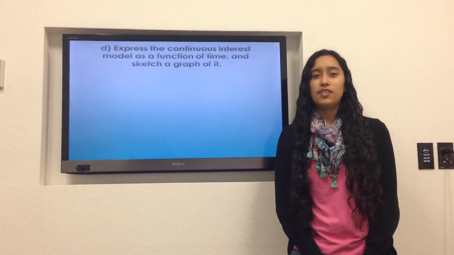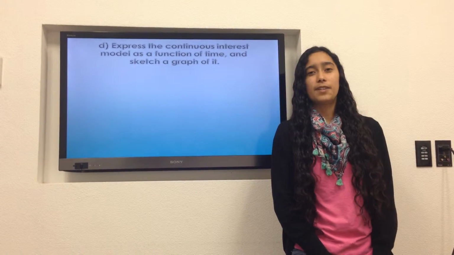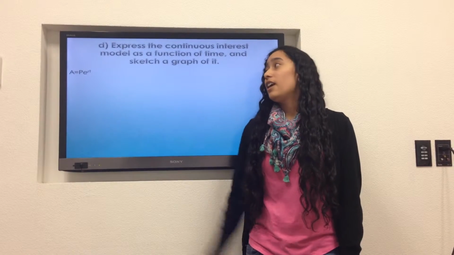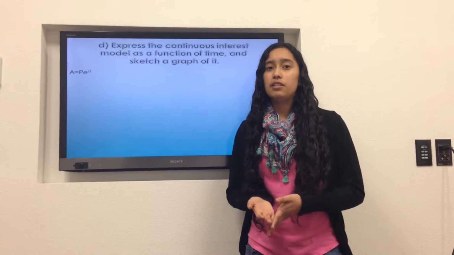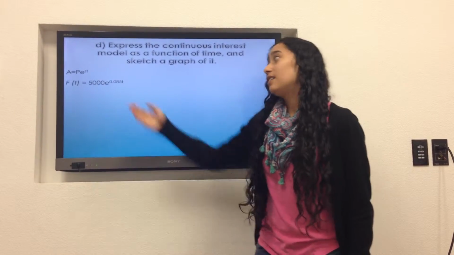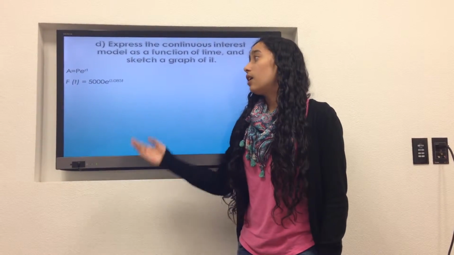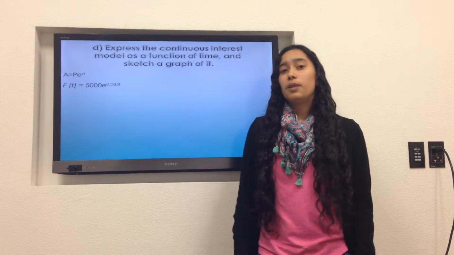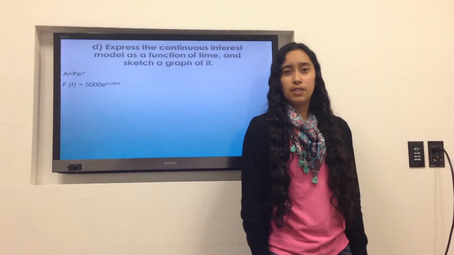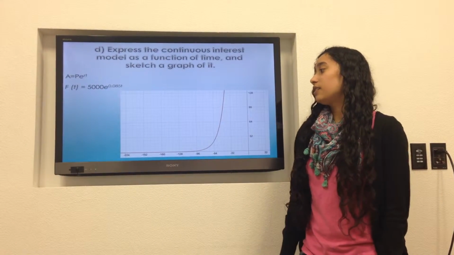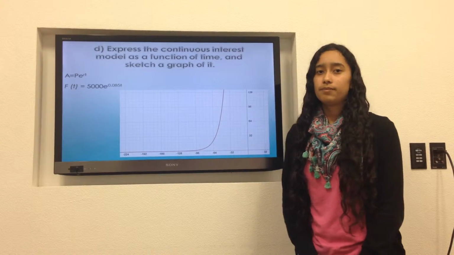Next question, and the last one, is express the continuous interest model as a function of time and sketch the graph. So we have the general equation, and we just need to substitute the values and write it in terms of the independent variable, that in this case is t. So we just write f of t, that is the function of t, equals 5,000 e raised to the 0.085t. And then we sketch the graph. This graph is an exponential graph.